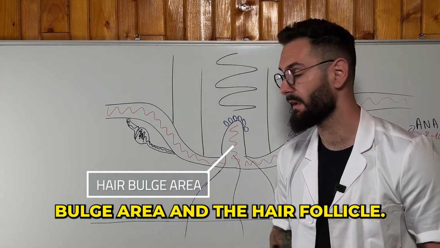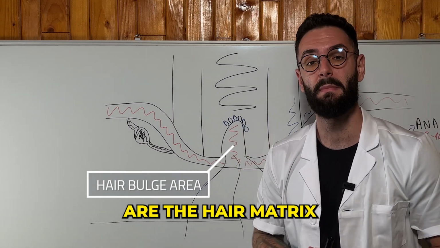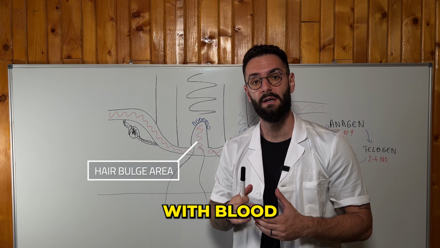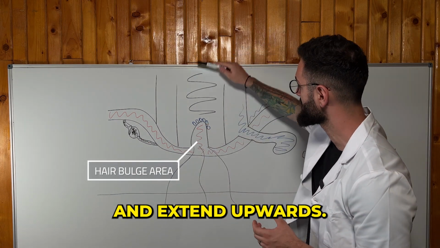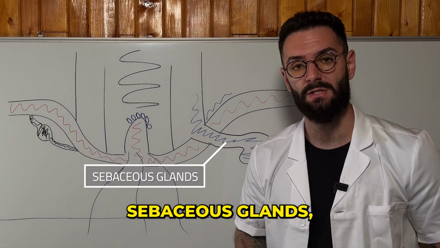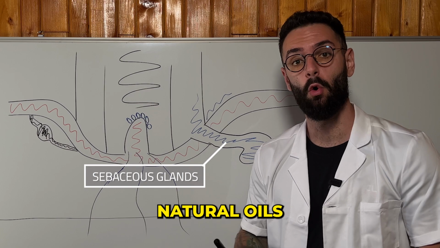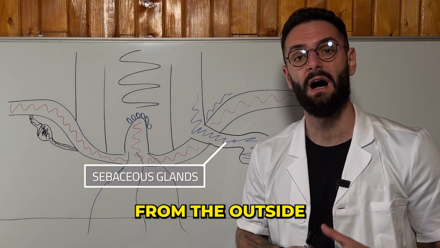In the hair bulge area, the blood will go with the nutrients in order to nourish the hair bulge area and the hair follicle. On top of this you see these blue dots, which are the hair matrix, which get nourished with blood and are going to reproduce with keratin in order to fill the hair shafts and extend upwards. After that, in blue you have the sebaceous glands, whose role is to produce natural oils that will go over the hair shaft and the skin in order to protect it from the outside environment.